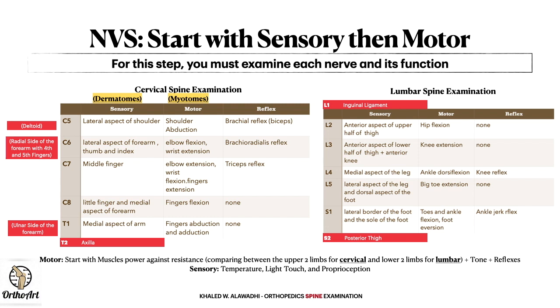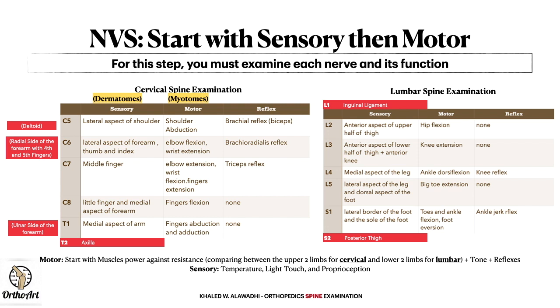C7 is the middle finger. What that does is elbow extension, wrist flexion, finger extension, and you can check the reflex by the triceps reflex. And then you have C8, which is the little finger and medial aspect of the forearm, finger flexion, and the T1, which is the ulnar side of the forearm and medial aspect of the arm. It does finger abduction and adduction, and the T2 is the axilla.